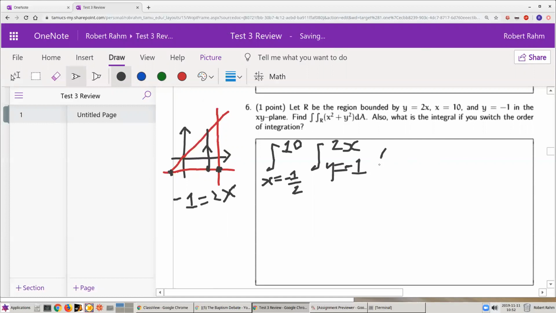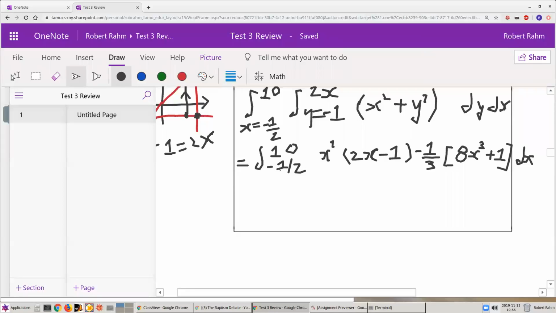And this is the function that we're integrating. So actually, don't forget the dy dx. So dy goes first because the y integral is on the inside. Dy dx, x squared plus y squared. And this is equal to the integral from minus 1/2 to 10 of this function here.